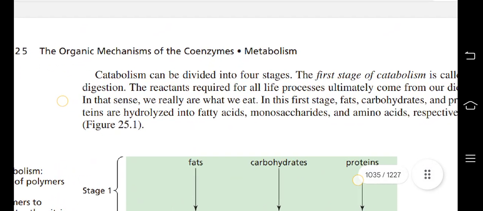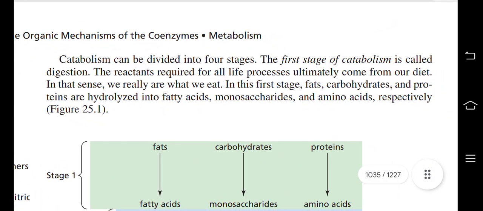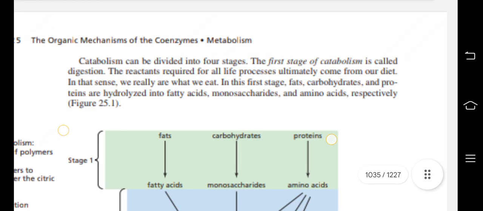Catabolism can be divided into four stages. The first stage of catabolism is called digestion. The reactants required for all life processes ultimately come from our diet. In that sense, we really are what we eat. In this first stage, fats, carbohydrates, and proteins are hydrolyzed into fatty acids, monosaccharides, and amino acids, respectively.